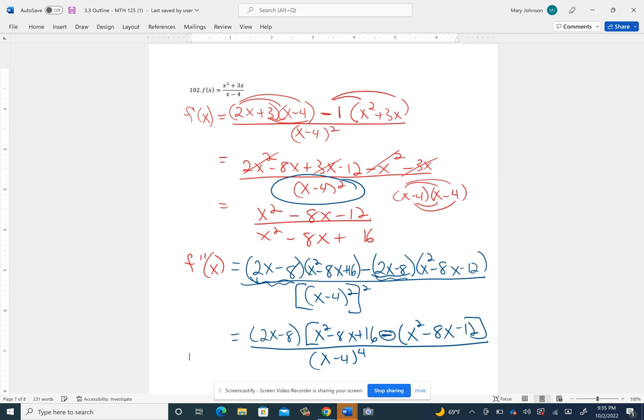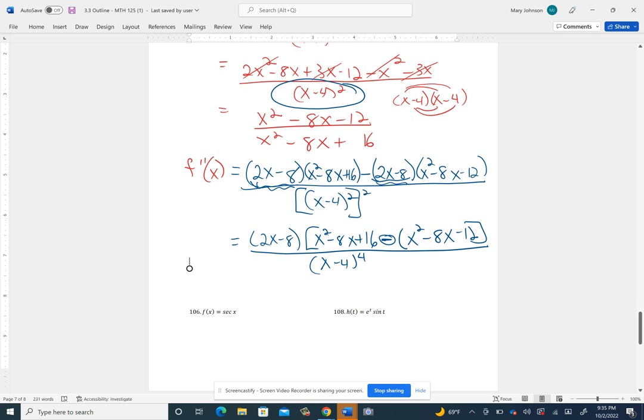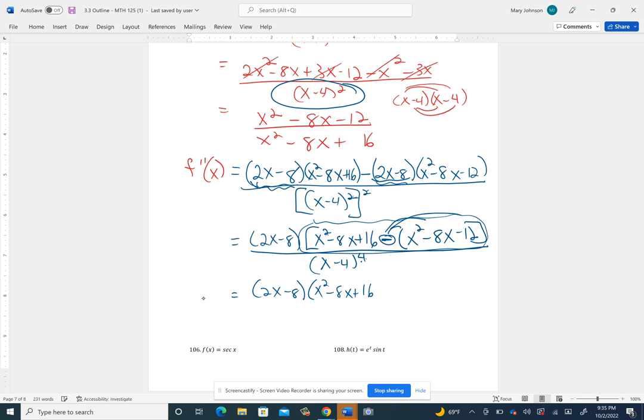Okay. So now at this point, what we're going to do is continue working on that numerator. So do you see how I got a 4 down in the denominator? I did the 2 squared to get the 4. Now what I'm going to do is work on this part right here, this inside the brackets. I'll leave the 2x minus 8 for a minute. Then inside there, I'm going to have x squared minus 8x plus 16. And then that negative I'm going to distribute. So I'll get negative x squared plus 8x plus 12.